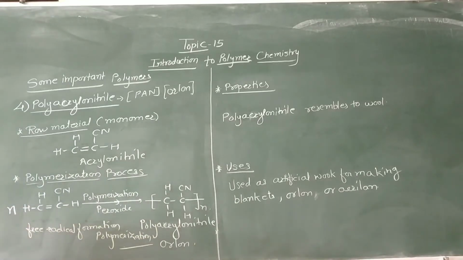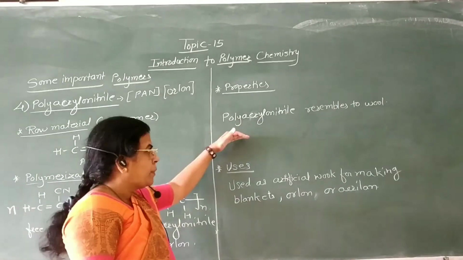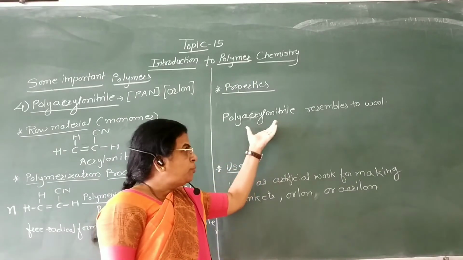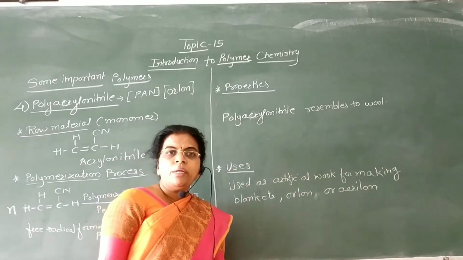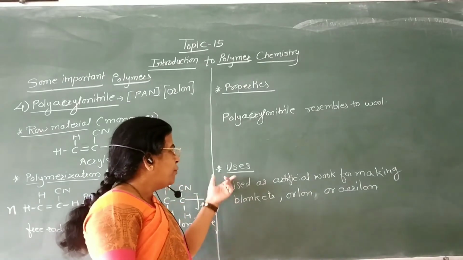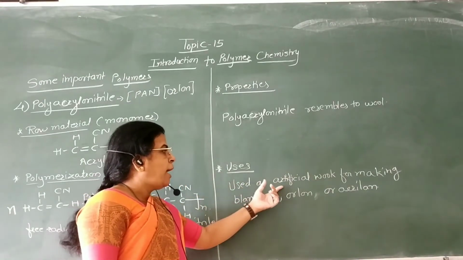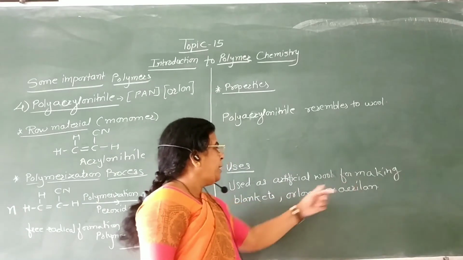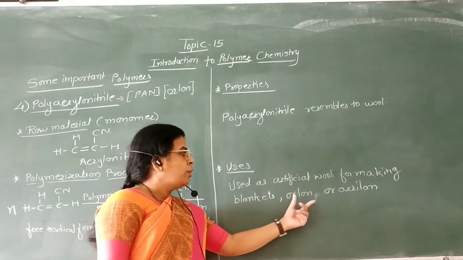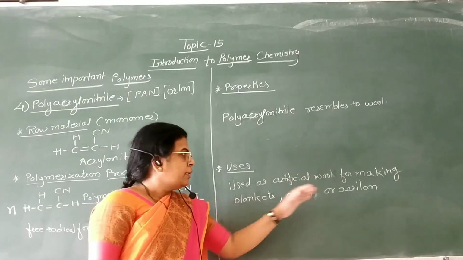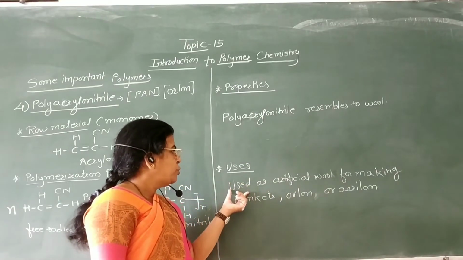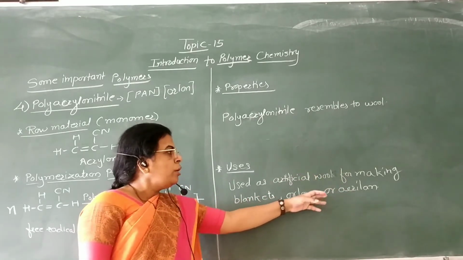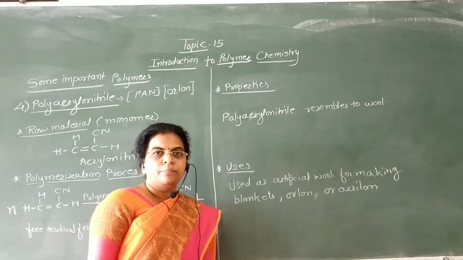Now we are going to see the properties of Orlon. Polyacrylonitrile resembles wool, or is similar to wool, and therefore it is used as an artificial wool for making blankets. Orlon is used as an artificial wool for making blankets, Orlon or acrylons.